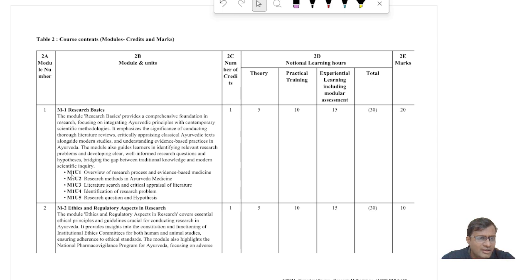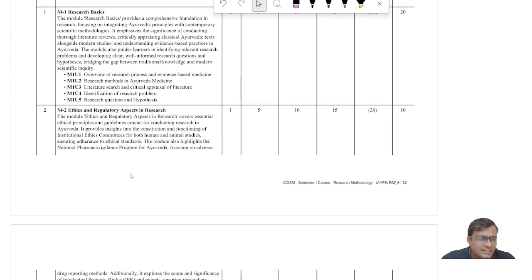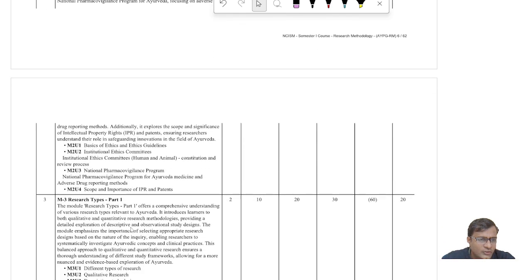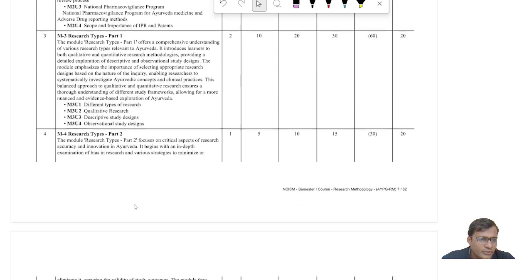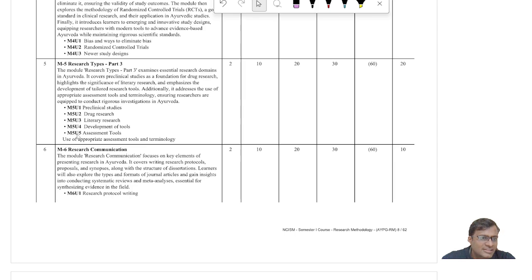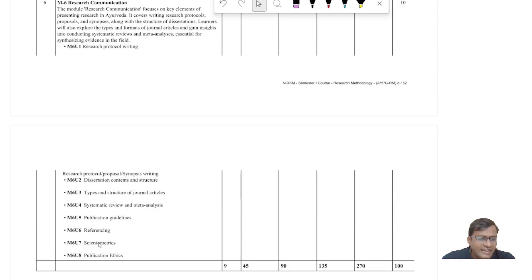For example, M1, that is module 1, and here module 1, unit 1. So these are the divisions of units; the modules are further divided into units. Module 1 has 5 units in total. Module 2 has 4 units, U1, U2, U3, U4. Module 3 has 4 units and module 4 has 3 units. Then module 5 has 5 units and module 6 has 8 units.